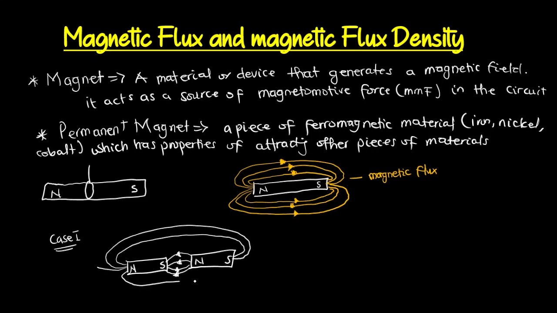Okay, so this one will also move in this direction, north to south. That is how the magnetic field, or the magnetic flux, will be drawn: from the north to the south, like this. So this is when we have opposite poles. They will attract each other.